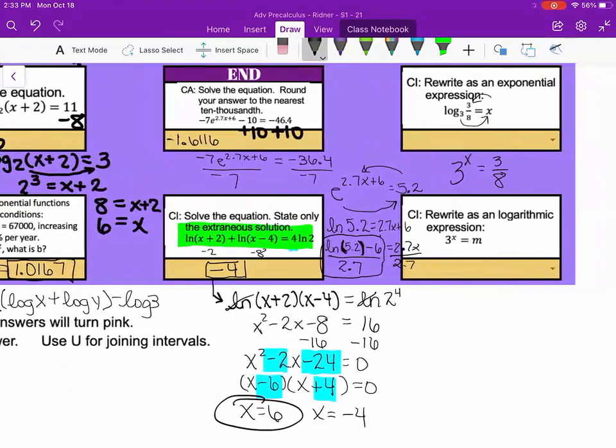Okay, and the last one of the maze, we are just rewriting. Our base is 3. So that means our base of the log is 3. So log base 3 of m equals x. Again, I don't remember which one exactly that is, but that is the answer.